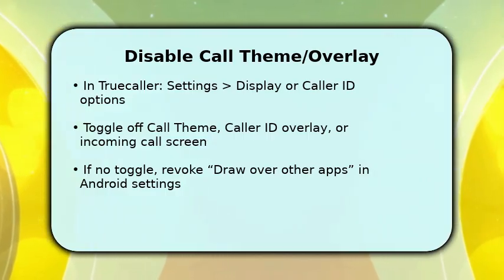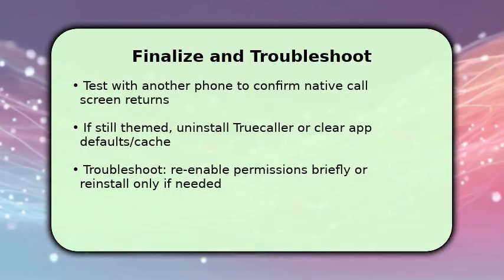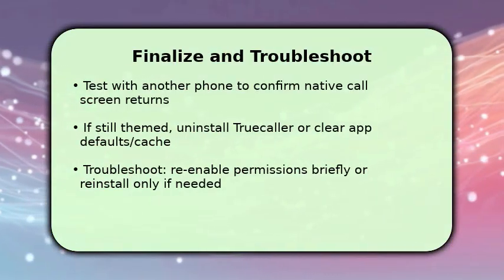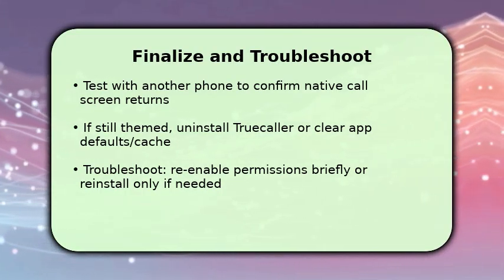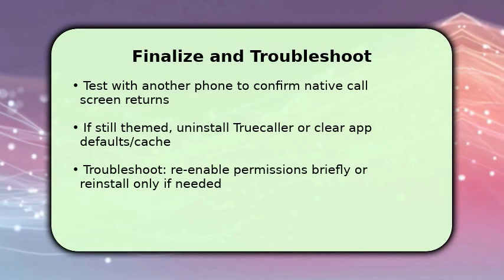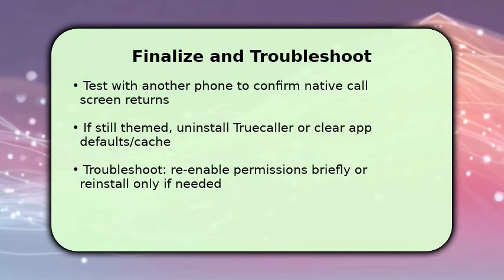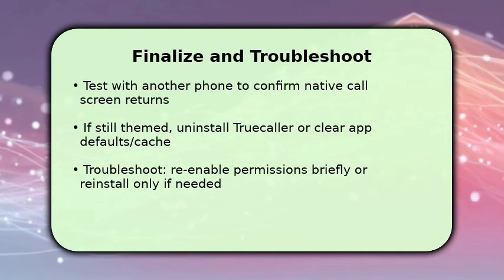Finish by testing. Call your number from another device and confirm the native dialer returns. If Truecaller still shows a theme, clear Truecaller cache and data or uninstall it. Clearing defaults for your phone app can also help. Make sure to reboot the device after changes.